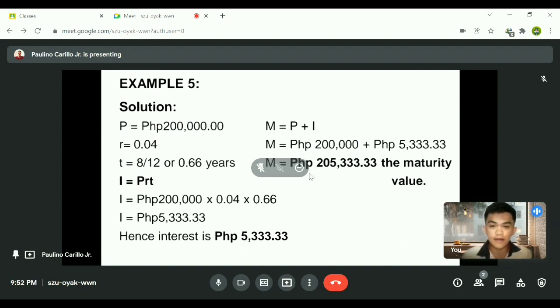In maturity value, as I have said, it is the sum of principal plus interest. So here you have the principal, and just add it to your interest amount, and you have the maturity value of 205,333.33 pesos. So that's how it works in maturity value.